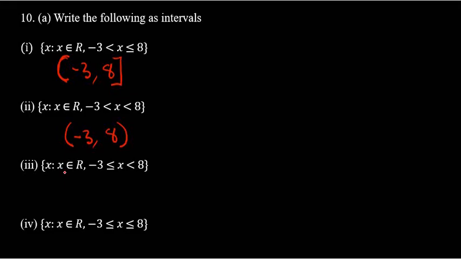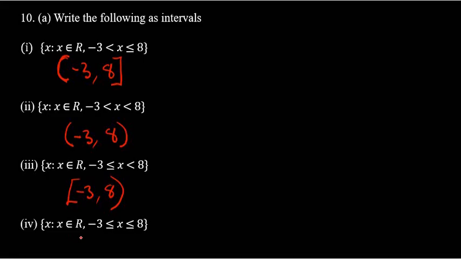How about the other one? x is such that x is a member of the real numbers. Then -3 is less than or equal to x, and x is less than 8. -3 is included, meaning that it will be closed. You put a square bracket. -3 closed, 8. 8 is not included, so you put it like that. That's what it means there.